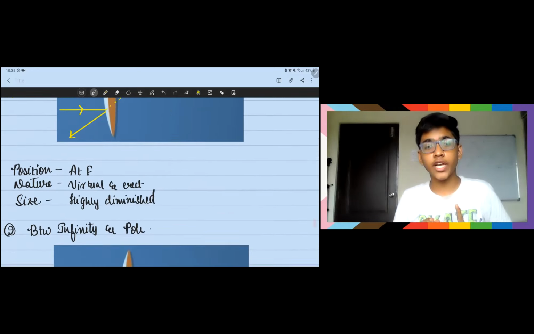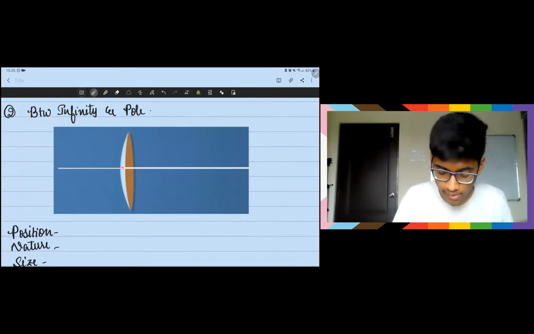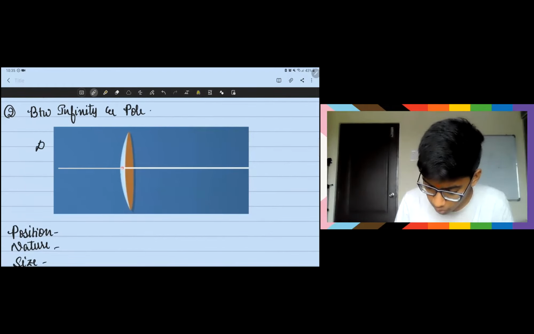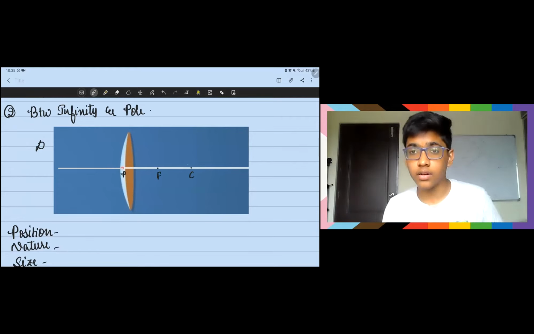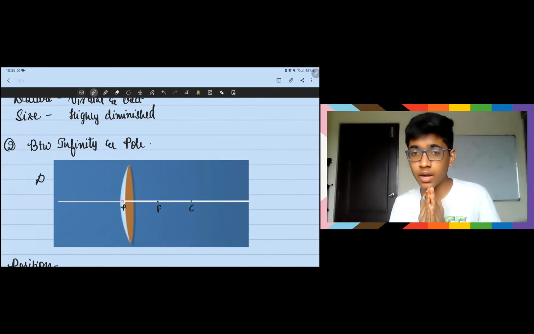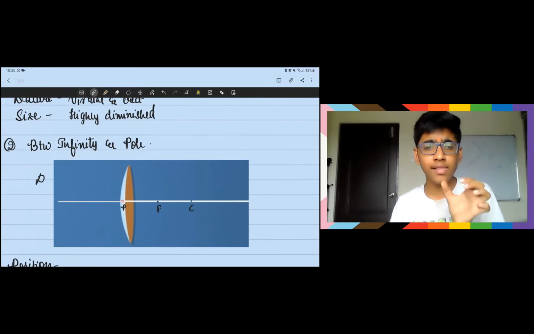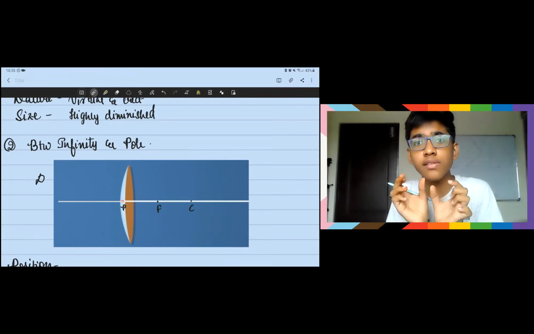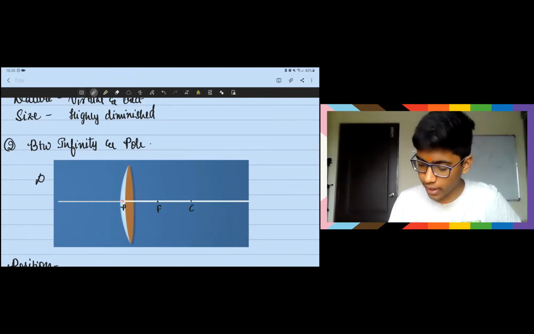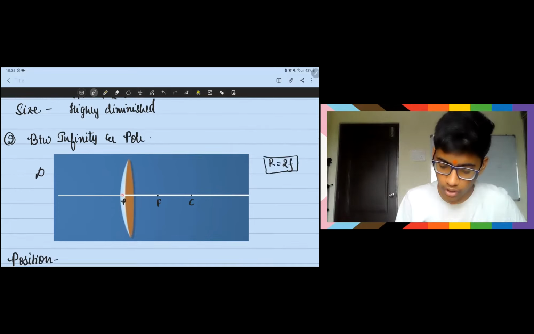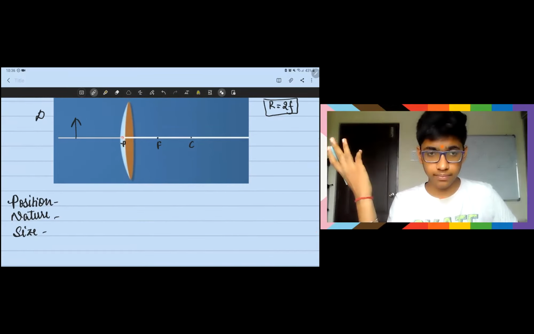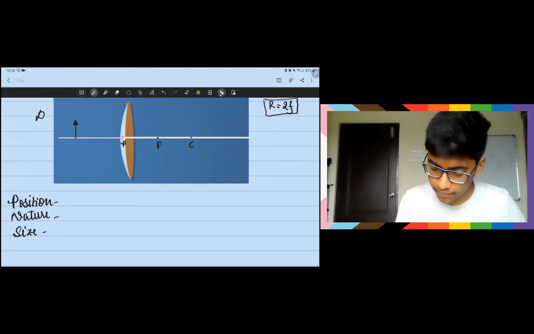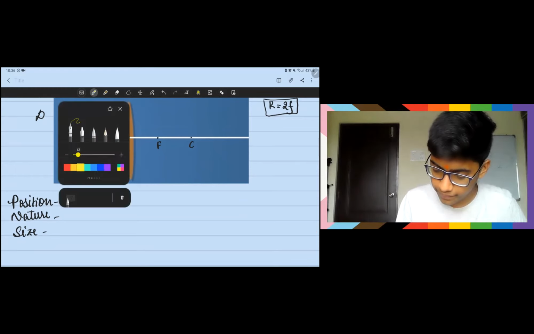Now the object is between infinity and pole. This was the infinity portion, this is the pole, this is the focus, and this is the center of curvature. Remember this one thing, I have been saying this in each and every video: the distance from pole to focus should be equal to the distance from focus to center of curvature, because R is equal to 2F. Now you are going to draw an extended object because the object is between infinity and the pole. Now draw the ray diagram.